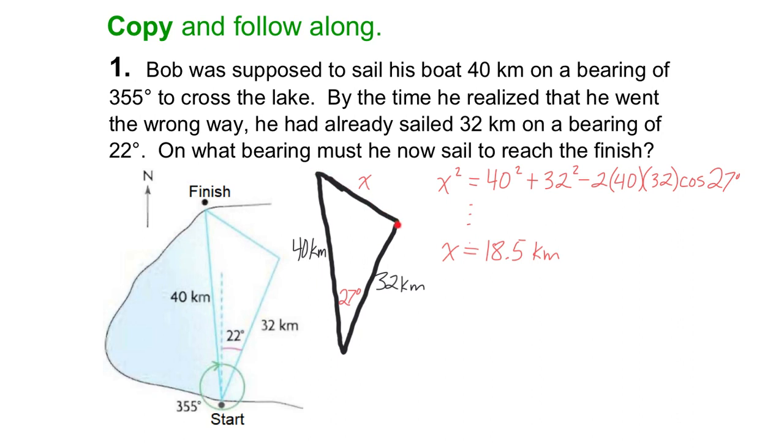Now that I know this side length, I can use that to figure out this angle in here, which I'm just going to pick a letter to represent. How about Q? Now I can set up the sine law. x matches up with sine 27, so 18.5 over sine 27. 40 matches up with the angle Q, so 40 over sine Q. If I cross multiply, 40 times sine 27 divided by 18.5, and then do the inverse sine, I should get about 79 degrees as the angle labeled Q. That's this angle in here.